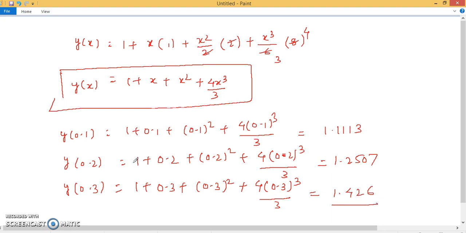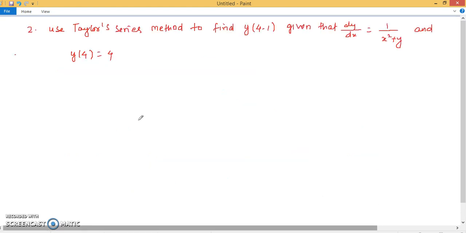Another problem, I will say one more. So here is the second question, and in this question, by using the Taylor series, find the value of y at 4.1, which means x is equal to 4.1. The given equation is dy by dx is equal to 1 by x square plus y, and the initial condition is given: y is equal to 4 at x is equal to 4. You can write here x naught is equal to 4 and y naught is equal to 4.